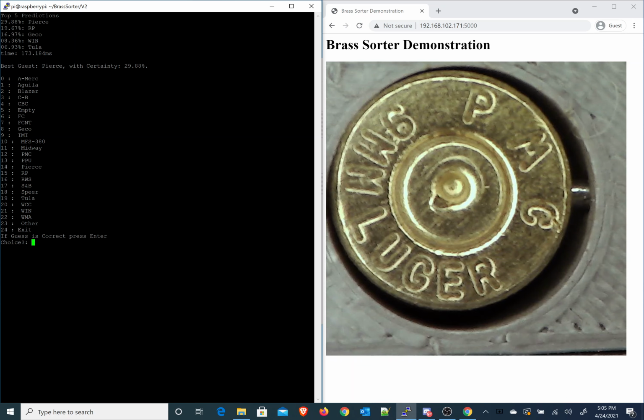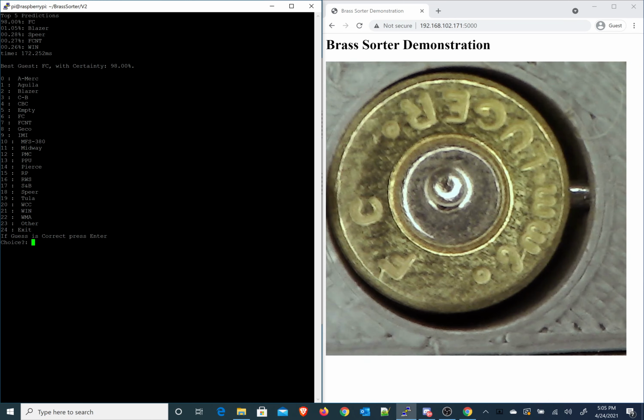So I'm not going to hit enter. I'm going to look at what type of brass this is, PMC. I'm going to find PMC on the list, number 12. I'm going to type 12 in down here. What it's going to do is it's going to save this and tag it in the PMC folder instead of putting it with Pierce brass.